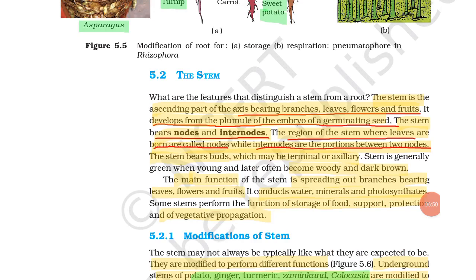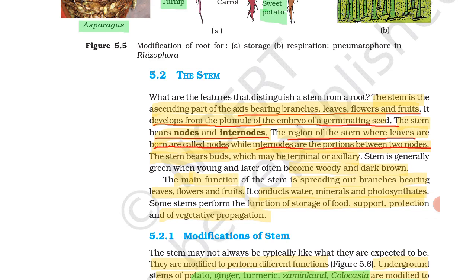What are the features that distinguish a stem from root? The stem is the ascending part of the axis bearing branches, leaves, flowers and fruit. So stem is the ascending part of the axis bearing branches, leaves, flowers, fruits, etc. It develops from plumule of the embryo of germinating seed.